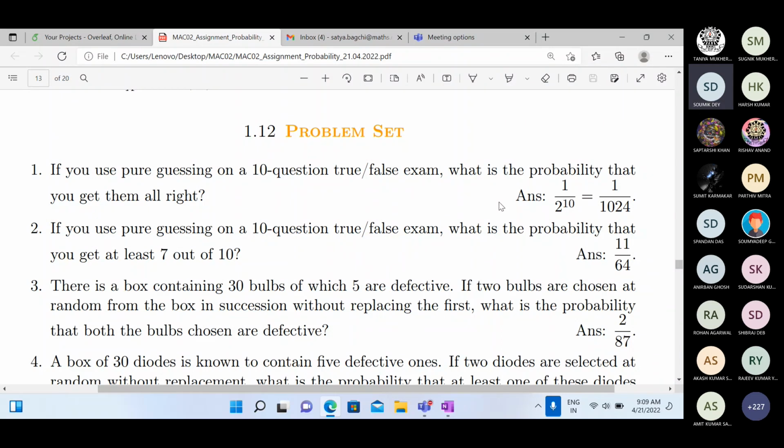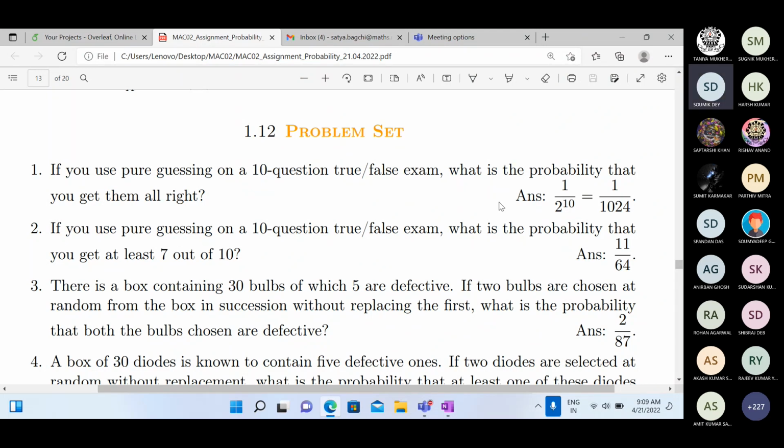For each question, the probability of getting it correct is 1 by 2. So for every question, 1 by 2, multiplied 10 times, 1 by 2 to the power 10. If you use pure guessing, suppose you have 10 questions and each question is true or false. That is two possibilities. Suppose anyone gives answers randomly, this is true, this is false, this is true, without reading the question. Then what is the probability that you will get them all right?